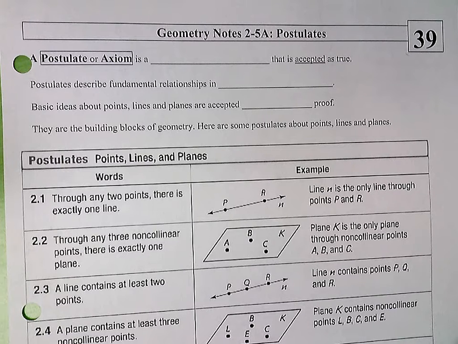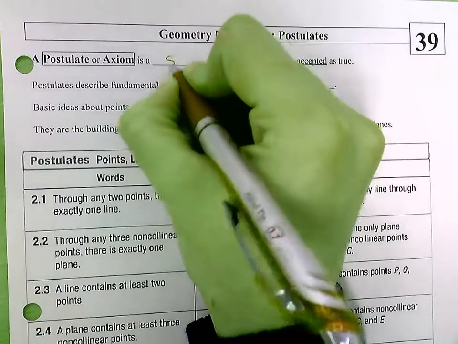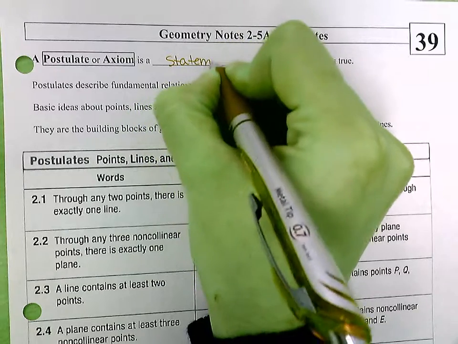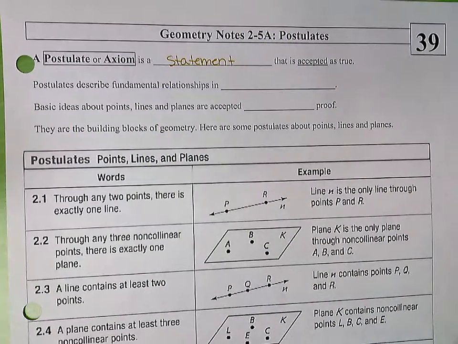Once I talk about them, you're going to be like, oh, I know that. Okay, so all right, a postulate or an axiom is a statement that is accepted as true. You don't need to prove it to be true. It's already accepted as true.